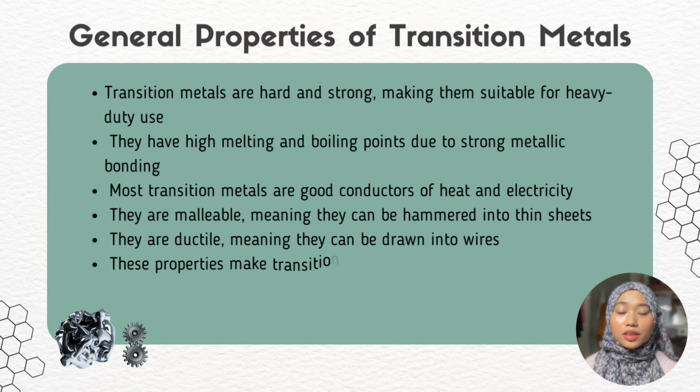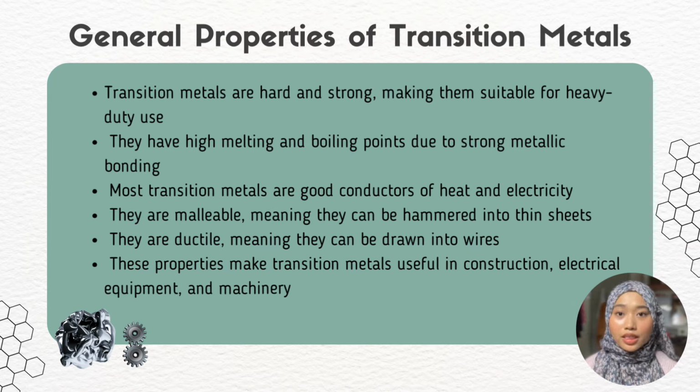Besides that, transition metals are good conductors of heat and electricity. This makes them suitable for making electrical wires, machines and tools. And lastly, transition metals are malleable and ductile. Malleable means they can be hammered into thin sheets, while ductile means they can be drawn into wires. Because of these properties, transition metals are widely used in construction, manufacturing, and electrical applications.